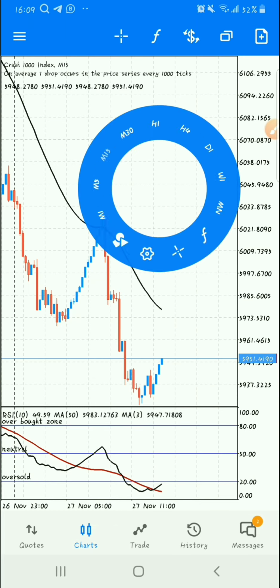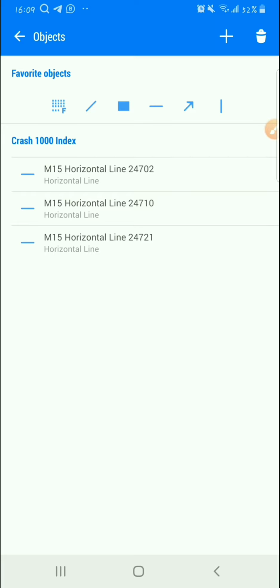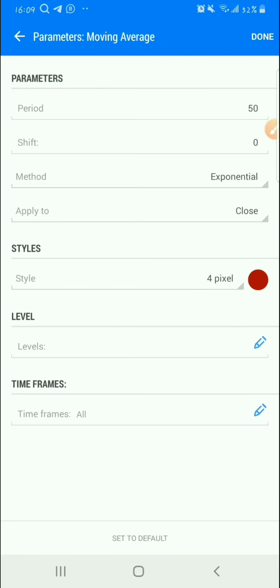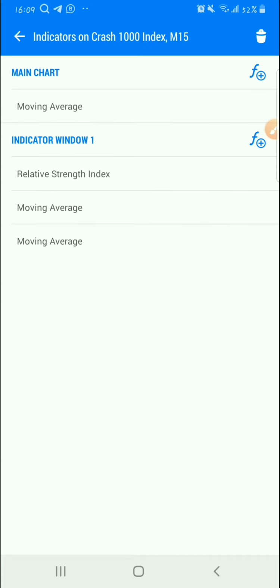Okay, so let me give you more indicators. Moving average, this is period 50. Be careful, guys, because these moving averages are not of the same settings. Period 50, shift 0, method exponential, applied to close, size 4 pixels, color red or a color of your choice. Okay, moving average period 3, shift 0, method exponential, applied to close, size 4 pixels, color black. Thank you, guys. That's all I have for you today.